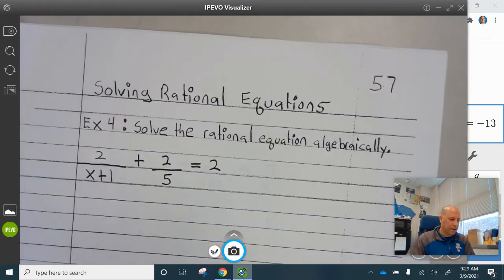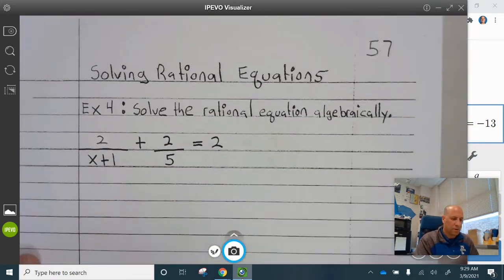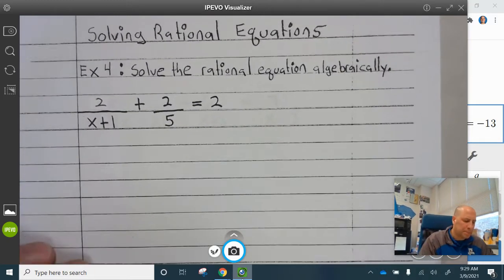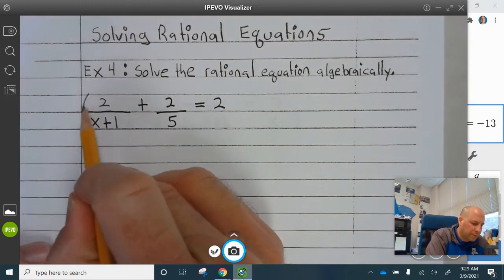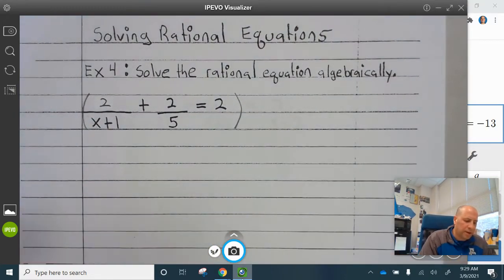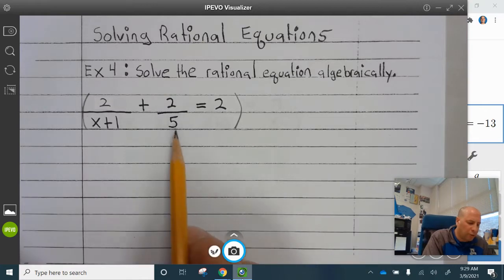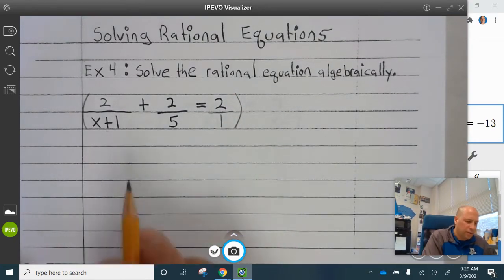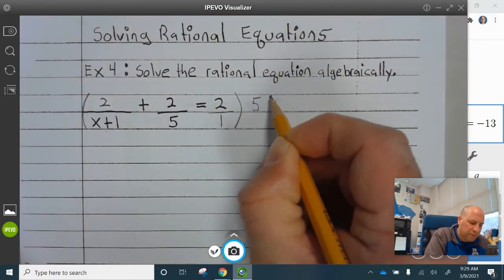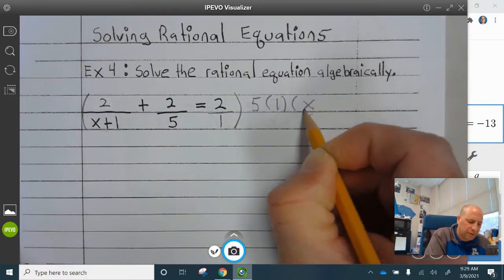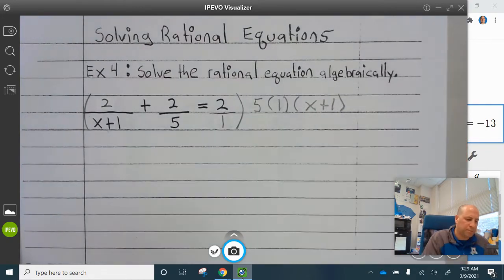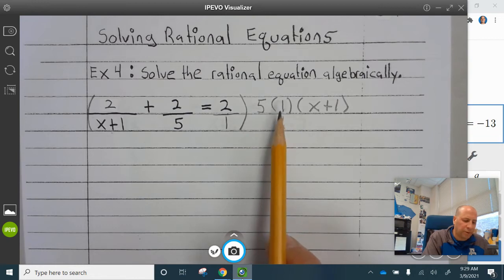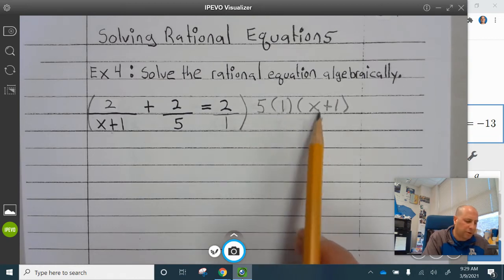Okay, let's take a look at example 4. Solve the rational equation algebraically. Now we need to multiply everything by the common denominator. Another way to find the common denominator is just multiply the denominators together. So technically that's 1. So we need to multiply everything by 5 times 1 times x plus 1. Well, let's be honest, 5 times 1 is just 5. So we're basically multiplying everything by 5 times x plus 1.